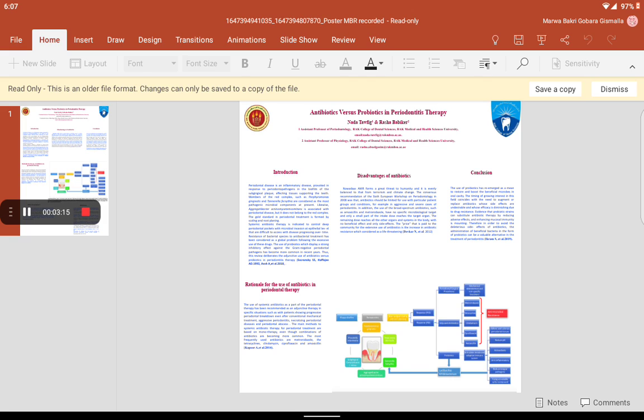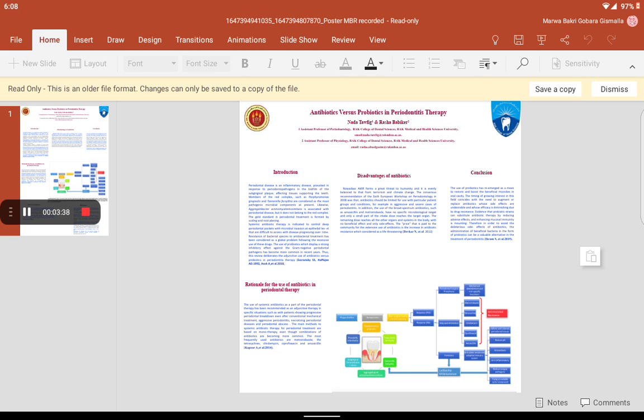Those bacteria which we use as probiotics can reduce pH, act as antioxidant and anti-inflammatory, and they also decrease the amount of bacteria on the tongue. Another thing is that they decrease the amount of volatile sulfur compounds that cause halitosis in periodontitis.